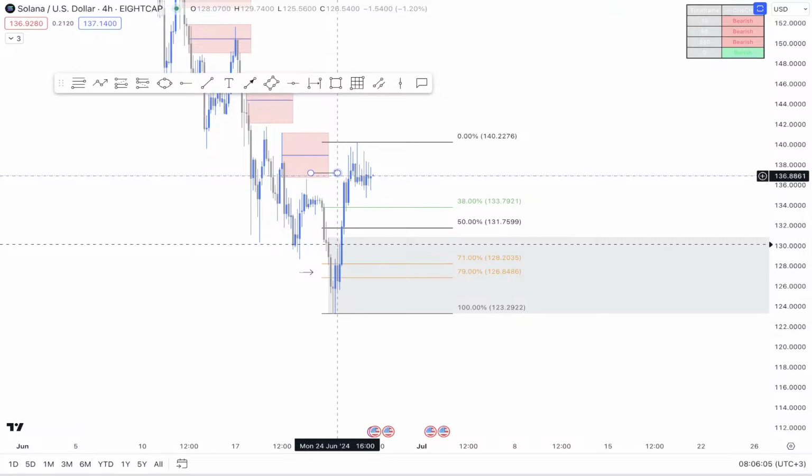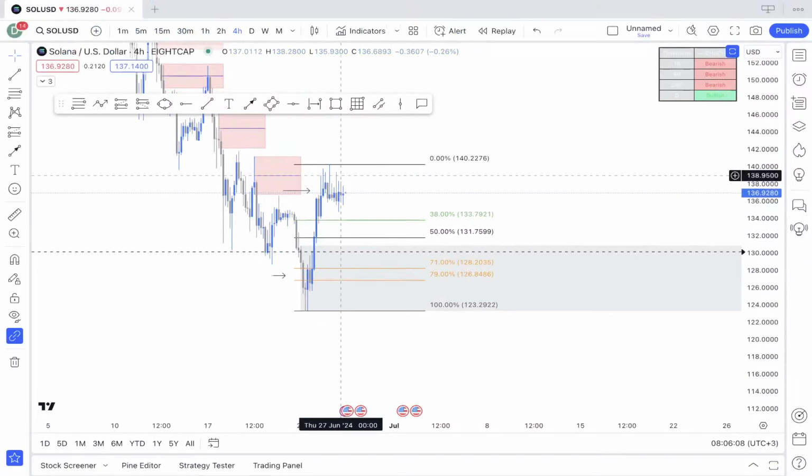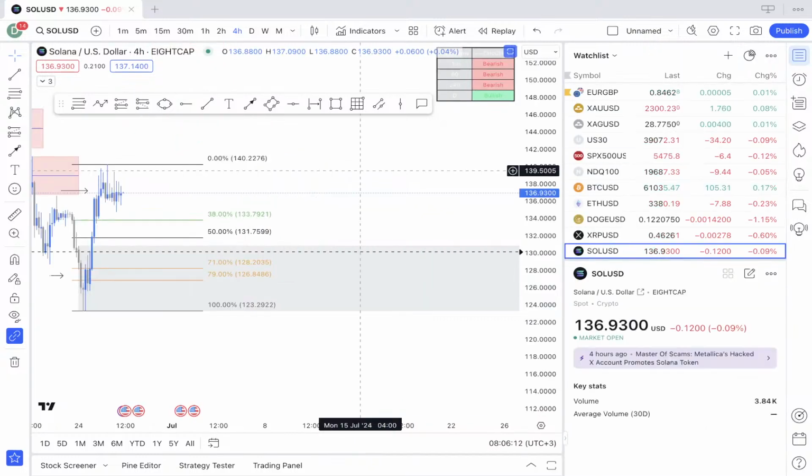And yeah, on that note, we'll end today's crypto as well as the overall daily analysis right here.